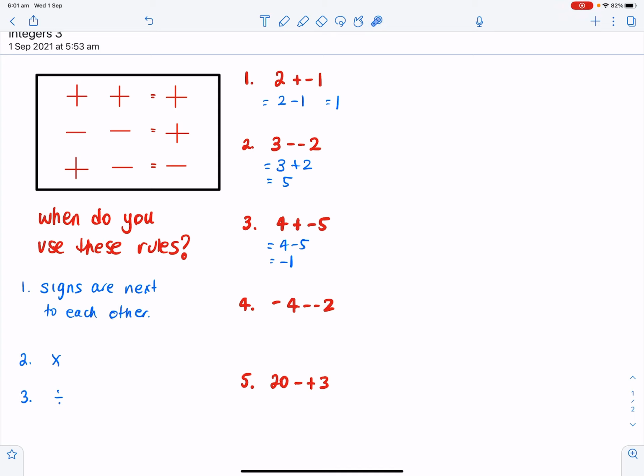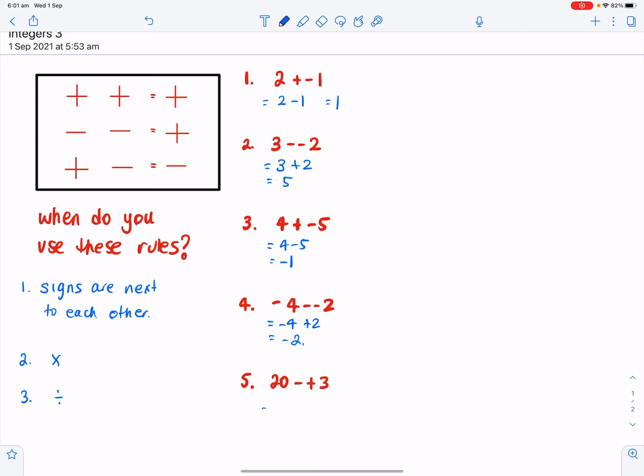Minus 4 minus minus 2. We're going to replace these two with a plus. So now we're going to have minus 4 plus 2. Okay. And now what's minus 4 plus 2? Well, you know from your number line that minus 4 plus 2 is minus 2. Okay.